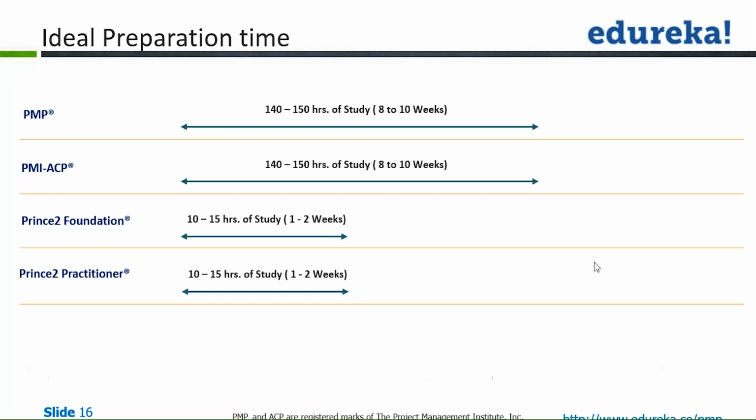But for Prince2, this duration comes down to 10 to 15 hours of study, probably 1 to 2 weeks. So how we do it is, this Prince2 session is spread across the weekends. Between these sessions, you'll get a week's time to prepare. So at the end of your foundation, which is the end of the second week, you are ready to take the examination, and then you can move on to the practitioner tier.